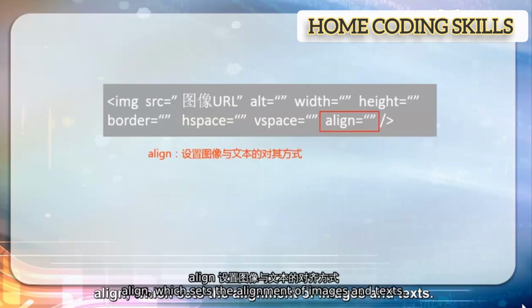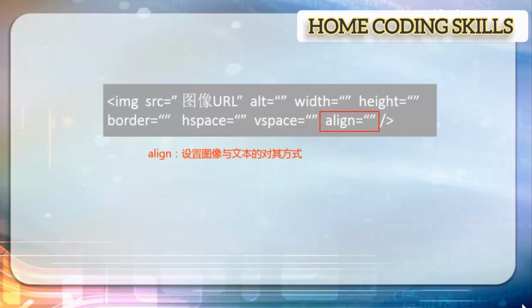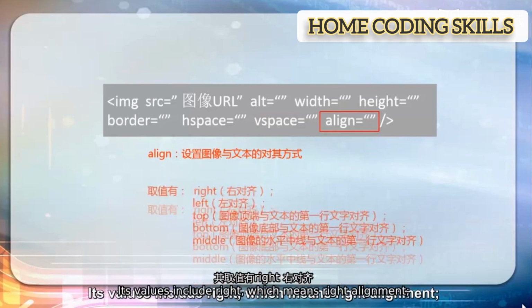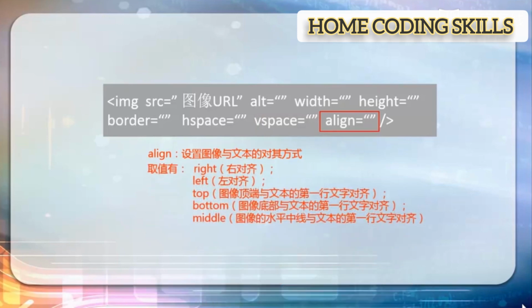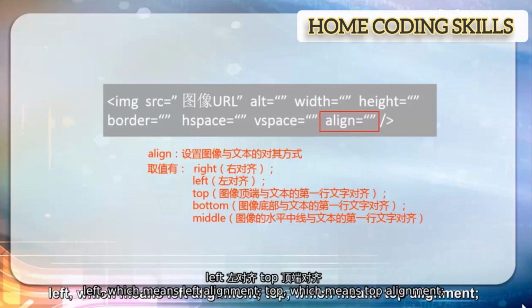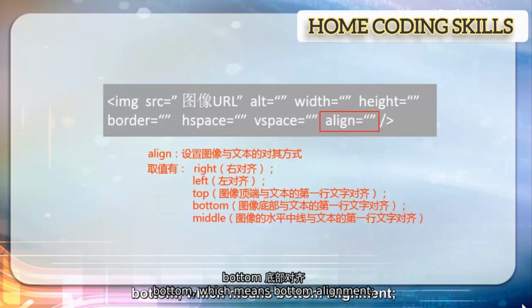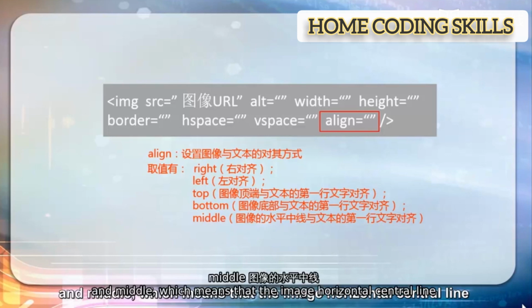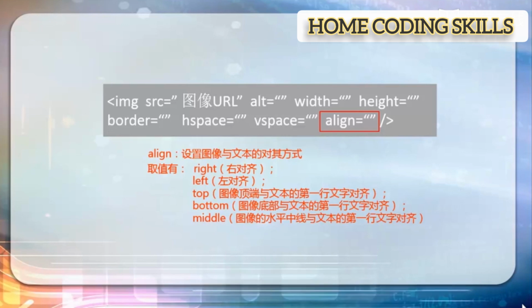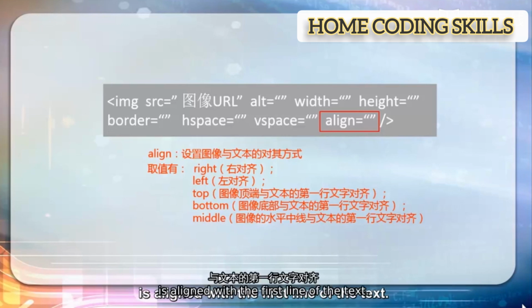Align, which sets the alignment of images and texts. Its values include right, which means right alignment. Left, which means left alignment. Top, which means top alignment. Bottom, which means bottom alignment. And middle, which means that the image horizontal central line is aligned with the first line of the text.